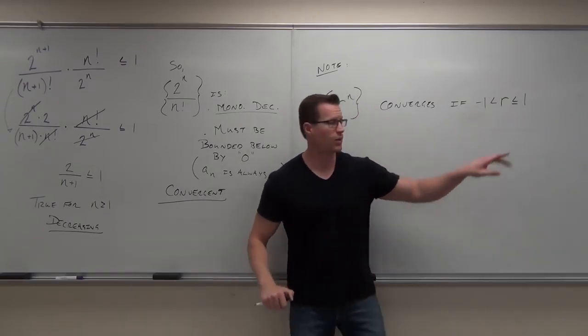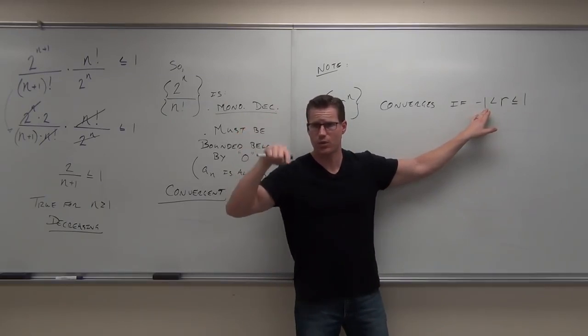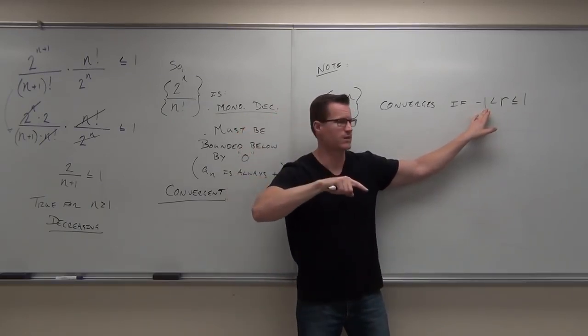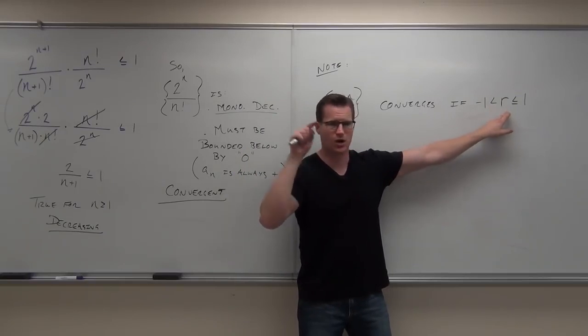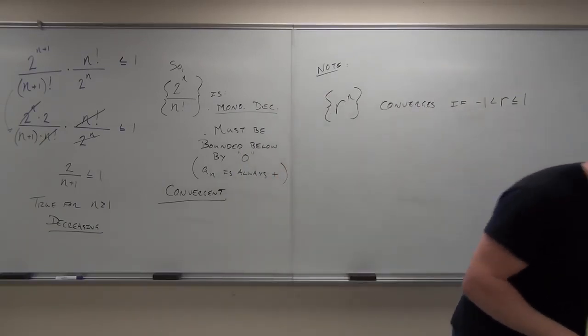The reason why the -1 is not included is because the -1 we already did. -1 to the n goes -1, 1, -1, 1, -1, 1. It never gets any closer. 1 is there because it's always going to be 1. Does that make sense to you? Okay.